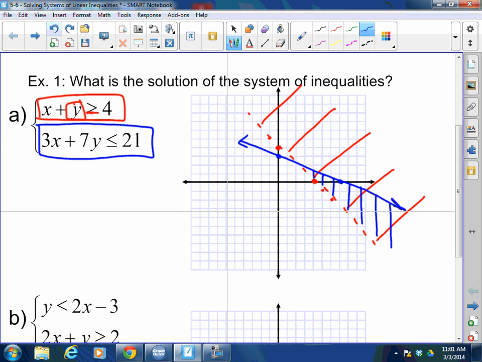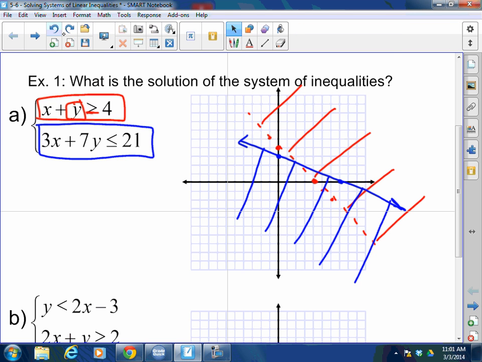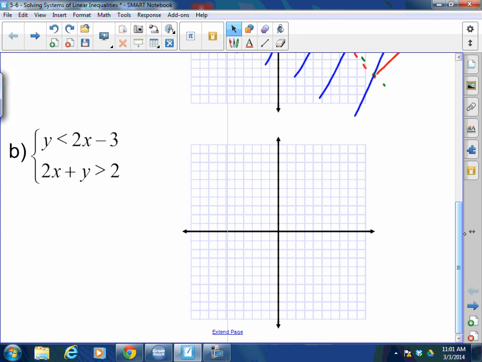Now, if you want to do it all, you're saying to yourself, Mr. Morrow, I just like doing it like this, and then later I can tell this is my solution set. That's fine. God bless you. That's awesome. But to make your life easier, you don't have to shade the non-solution part. Does that make sense? Okay, thank you very much. All right, over here. I've got y is less than 2x minus 3.